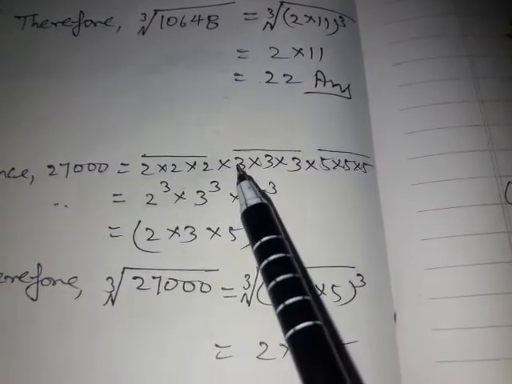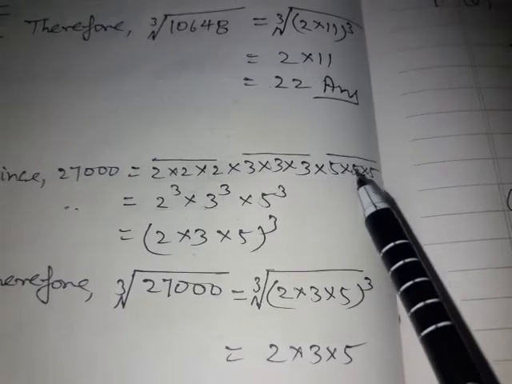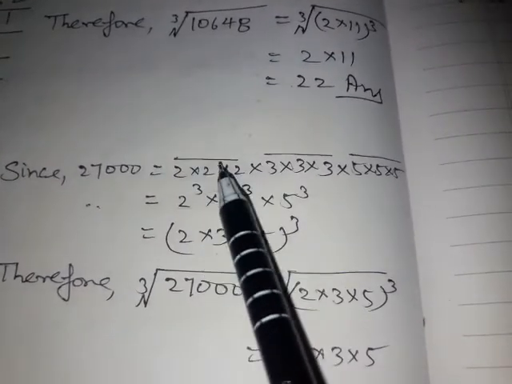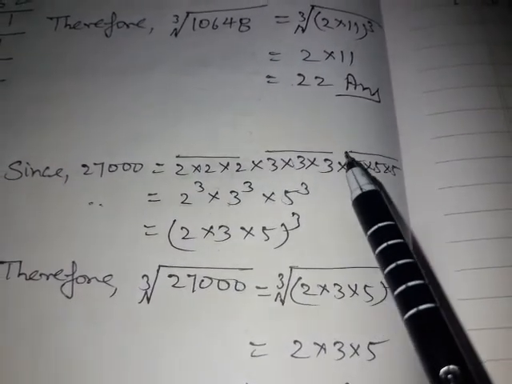So we can write it as 2 into 2 into 2 into 3 into 3 into 3 into 5 into 5 into 5. Now make groups of 3: 2 into 2 into 2 is the first group, 3 into 3 into 3 the second group, and 5 into 5 into 5 the third group.